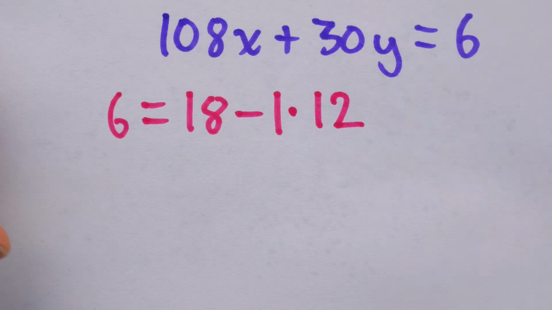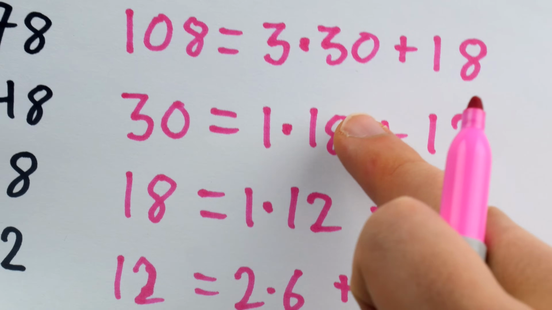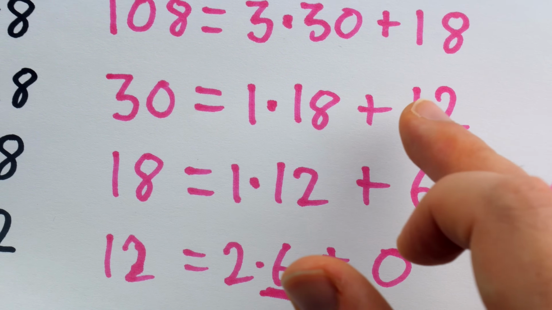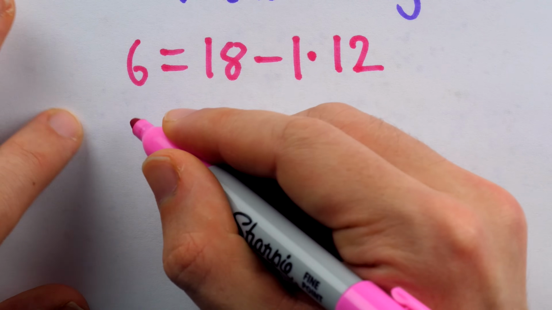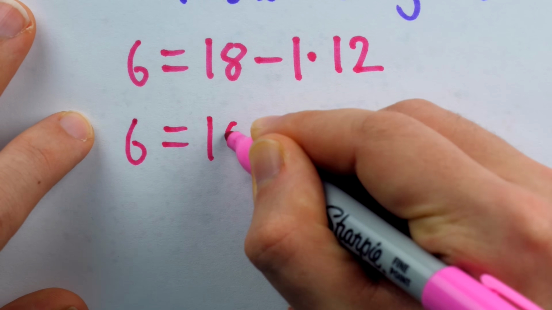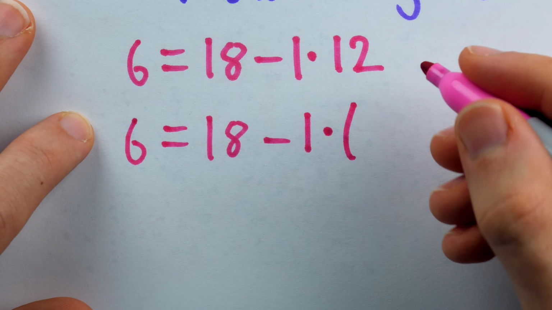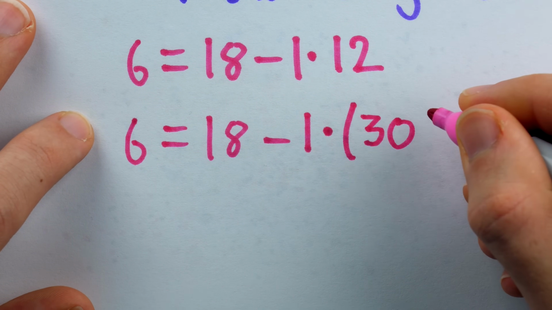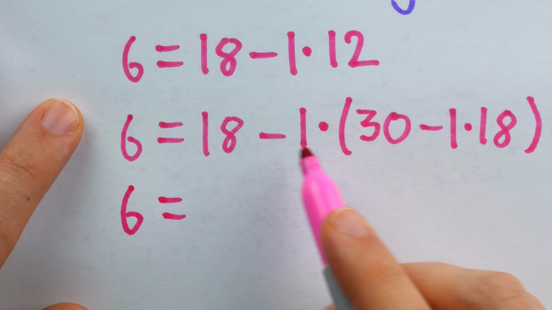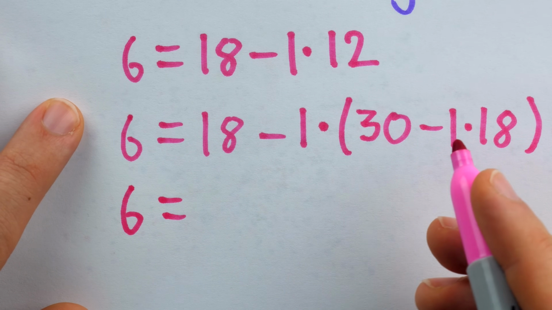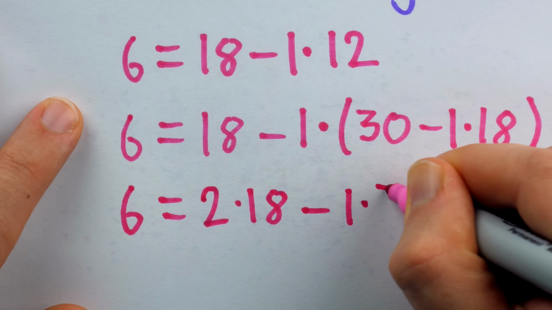Then, going back another equation in our algorithm, we can rewrite 12 by subtracting 1 times 18 from both sides of this equation. So we'd have 12 equals 30 minus 1 times 18, and we can plug that into this equation. And so we have that 6 is equal to 18 minus 1 times 12, but 12 we are rewriting as 30 minus 1 times 18. Of course, we could rewrite this a little bit. We have one copy of 18, and then another positive copy of 18 here if we distribute that negative 1. Thus, in total, it's 2 copies of 18 and minus 1 copy of 30.